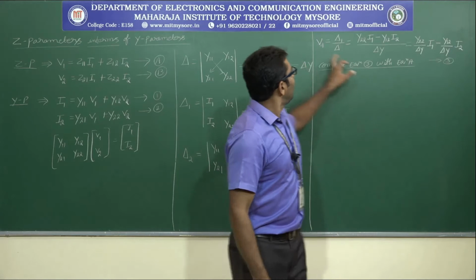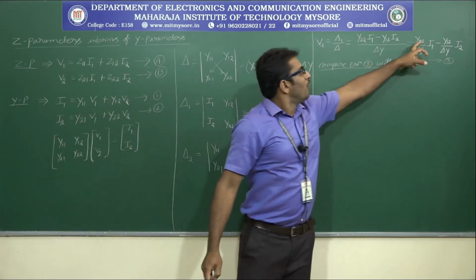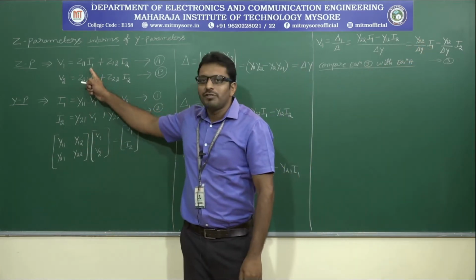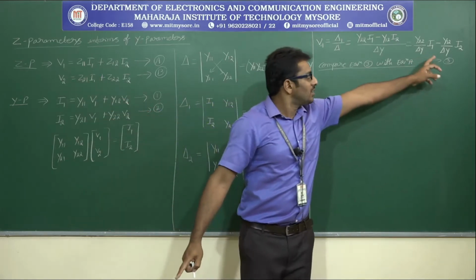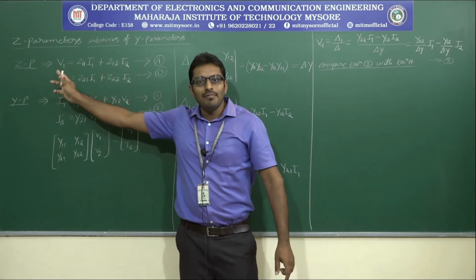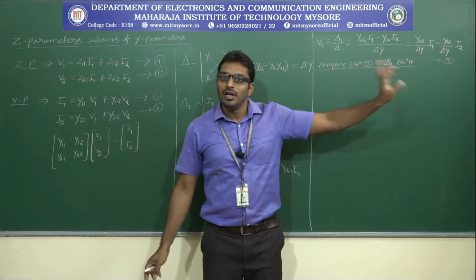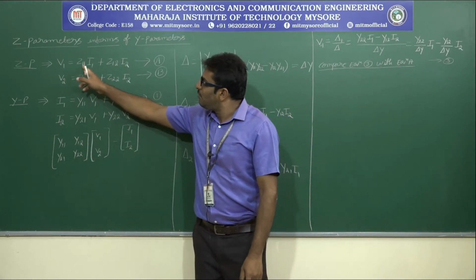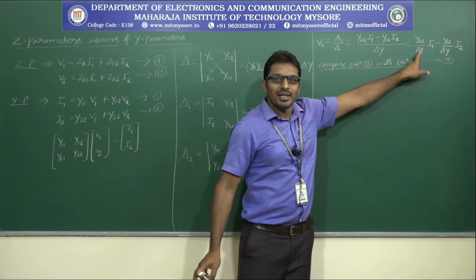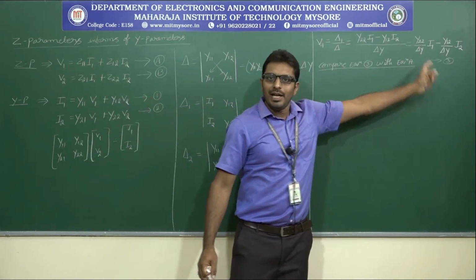What is equation 3? V1 is equal to Y22 by delta Y into I1. In the same way, the coefficient is I1. Next term, coefficient I2. Therefore, V1, I1, I2 are common coefficients in both equations. Therefore, we can equate Z11 is equal to Y22 by delta Y. Is that clear? Z11 is equal to Y22 by delta Y.